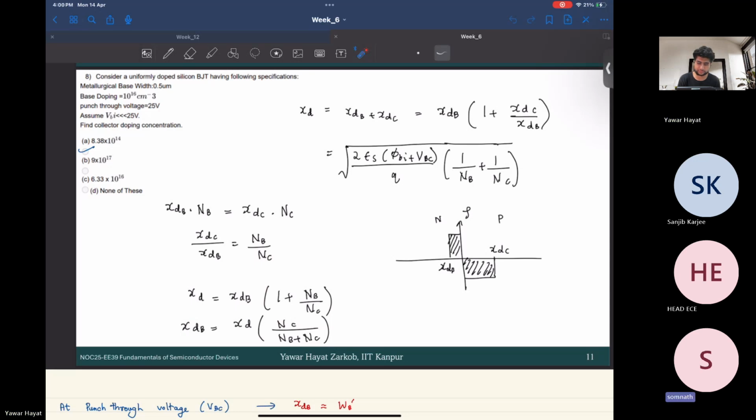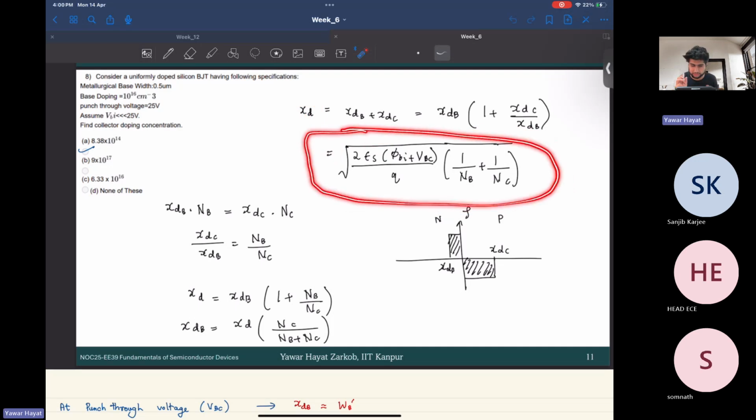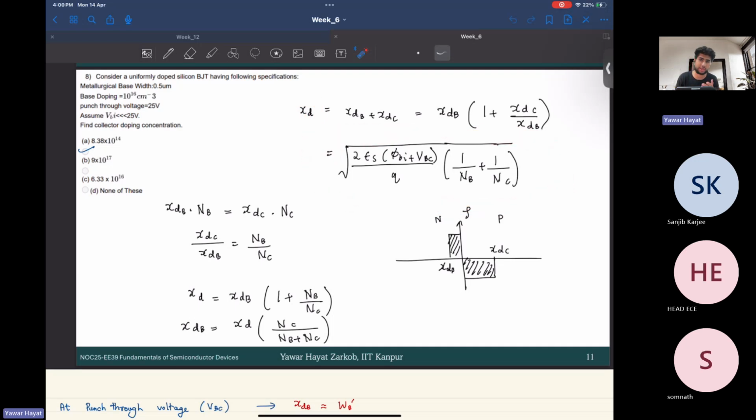Simple division, correct? Yeah, this is simple division. This was a formula that you were supposed to know, right? This simple depletion width formula of a PN junction. You can open your notes and see the formula. What is the depletion width of a PN junction in case of bias? Here the bias would be the base collector voltage. So you have this, right?